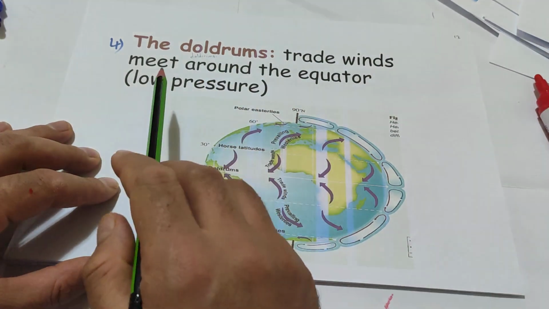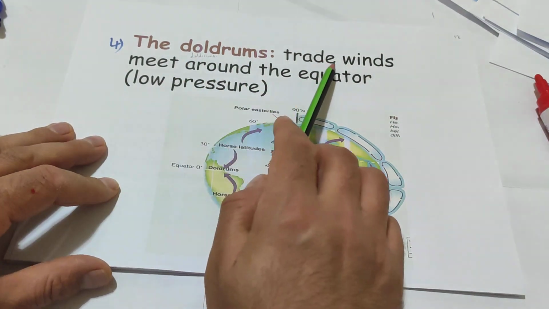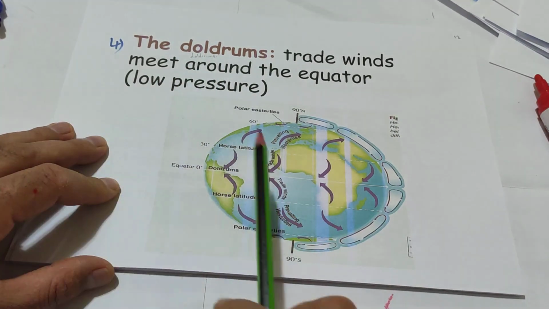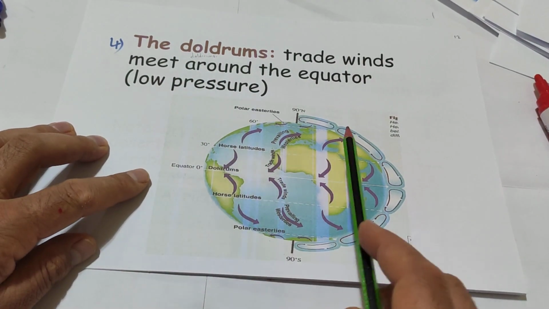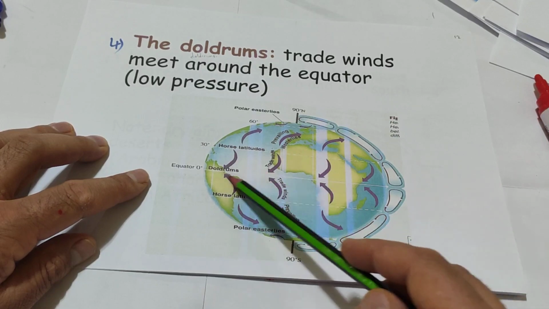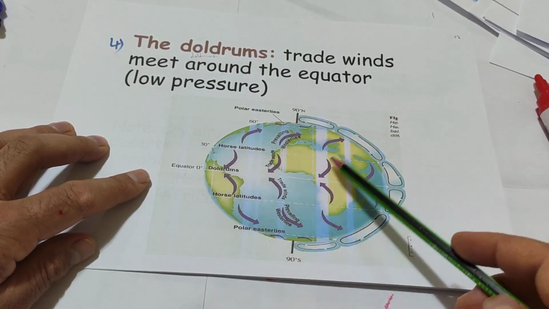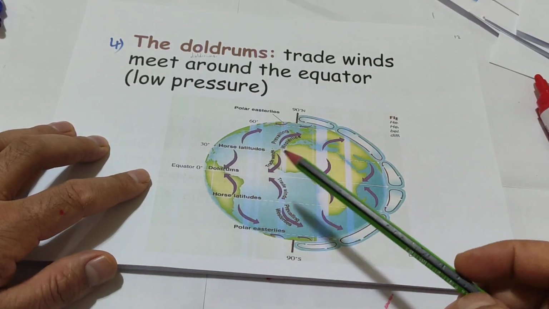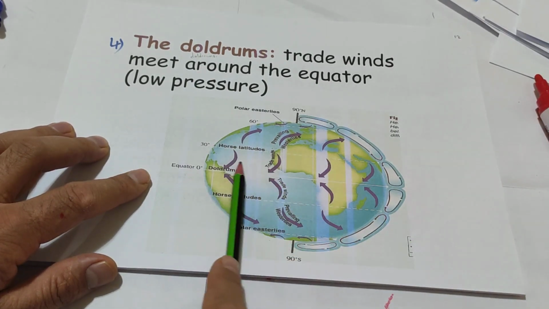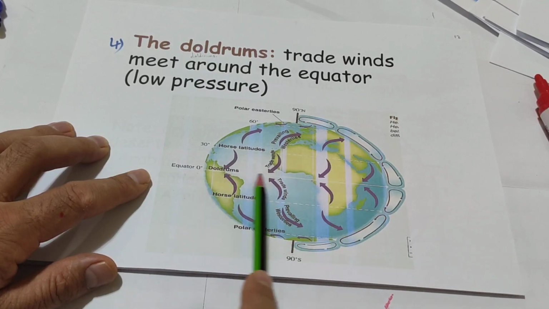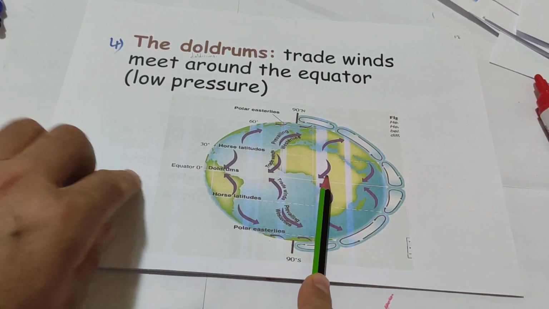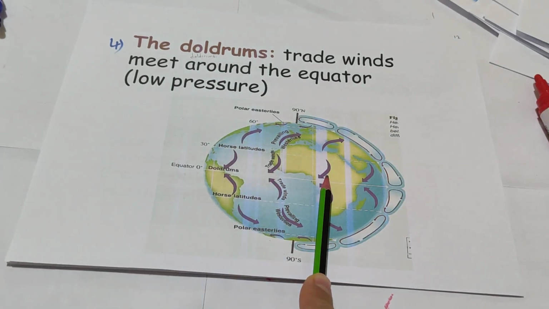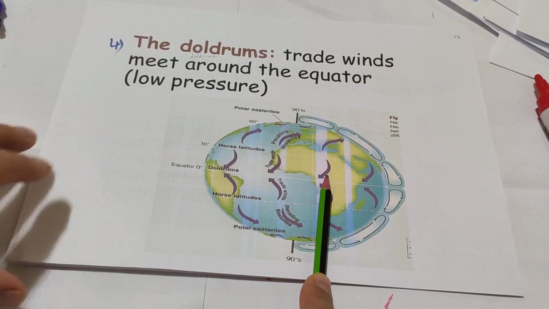Fourth kind of global winds, the doldrums. Trade winds meet around the equator, low pressure. That means when the trade winds come to the equator, they cause another kind of wind called the doldrums, because there is low pressure here. The low temperature has less density. Less density producing what? Another kind of winds.